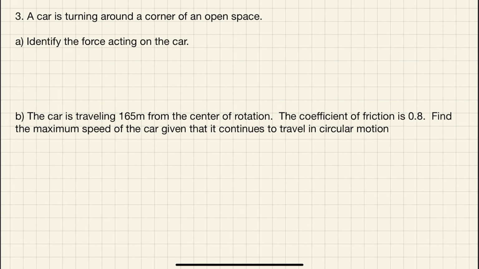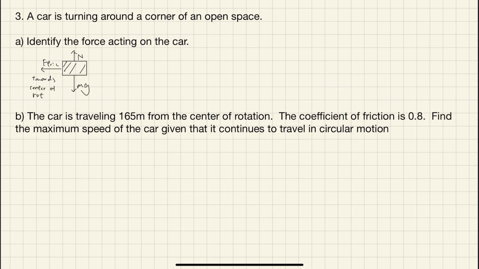Question 3. A car is turning around a corner of an open space. Part A. Identify the force acting on the car. To do this, we'll just be drawing a free body diagram. There will be mg acting downwards and a normal reaction force to that weight. Since the car is turning around a corner, there should be a frictional force acting towards the center of rotation, which will be the only force acting on the car.